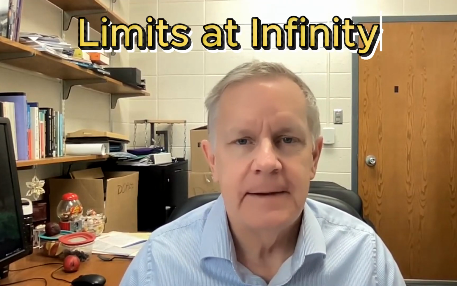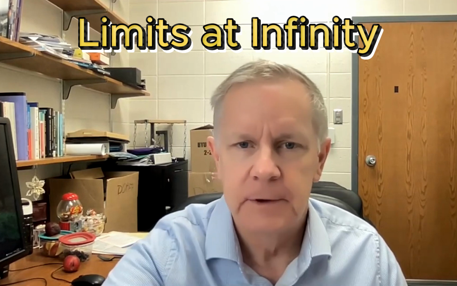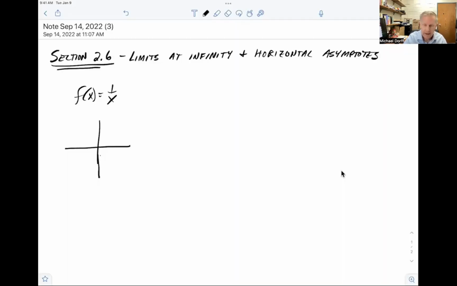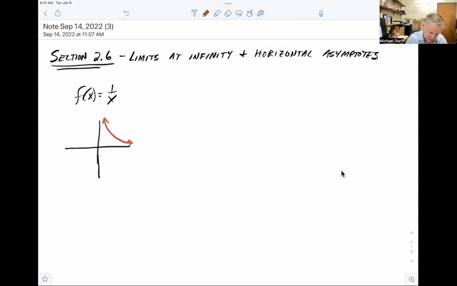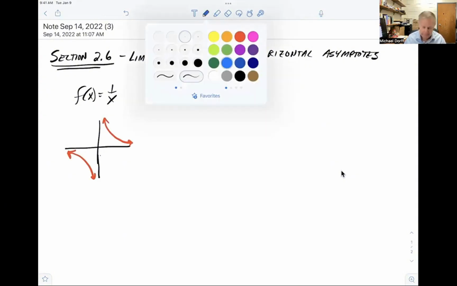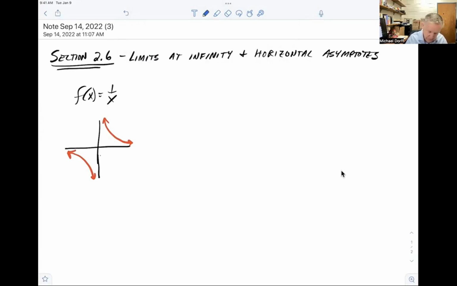Today we're going to talk about section 2.6, which deals with limits at infinity and horizontal asymptotes. So I'm going to pull up my iPad here, share with you, and we're going to first look at the function f of x equals 1 over x. For that function, we know that the graph looks like this red part here, and that's a function we've talked about before. And I want to look at the limit as x goes to infinity of 1 over x.